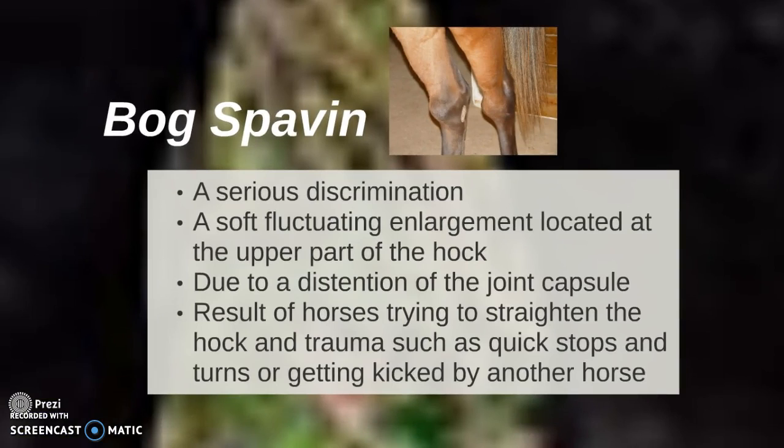Bog spavin. This is a serious unsoundness. A soft, fluctuating enlargement located at the upper part of the hock, due to a distension of the joint capsule. The result of horses trying to straighten the hock and trauma such as quick stops and turns or getting kicked by another horse.